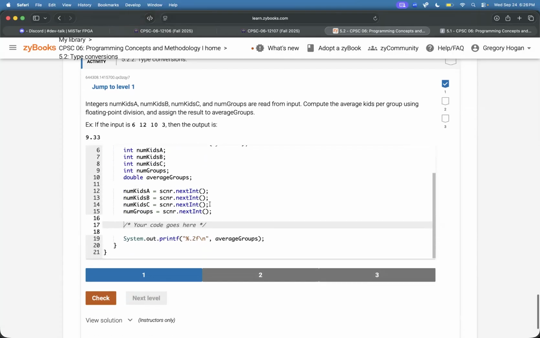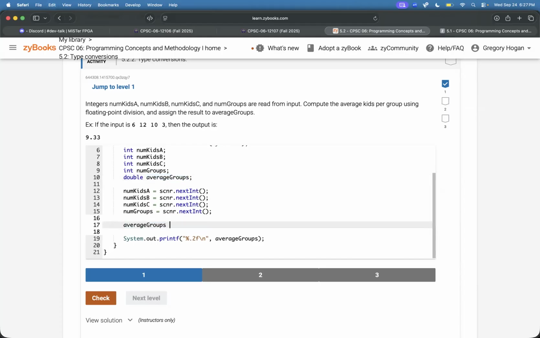This looks like what we have just done. So let's see. Integers, numkids A, numkids B, numkids C. Num groups. So we have 3 kids and then the number of groups. So the number of groups would be 3, right? Because there's 3 of them. Compute the average kids per group using floating point division and assign the result to average groups. So the variable is average groups.